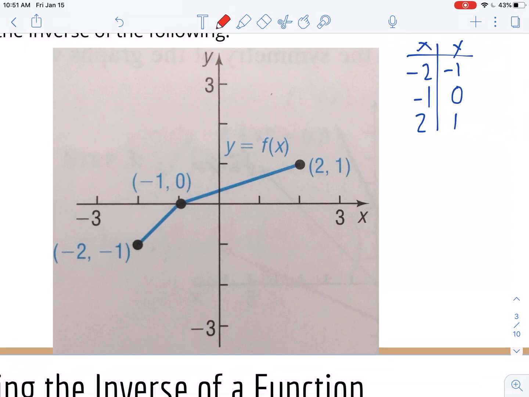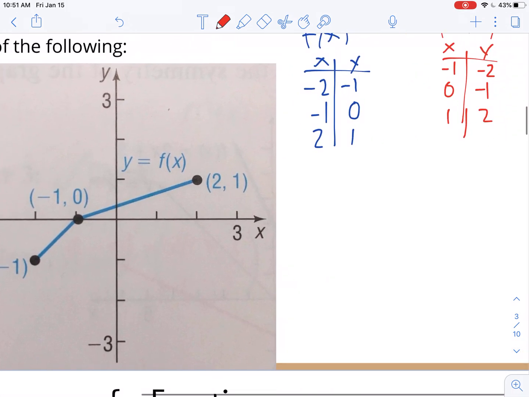I'll go to x is -1, and I'll go to y is -2, and I'll graph that point. I'll go to x is 0, and I'll go to y is -1, and I'll graph that point. I'll go to x is 1, and I will go to y is 2, and I will graph that point. And then I'm going to make the shape of this graph look like the shape that I had from the graph above it.